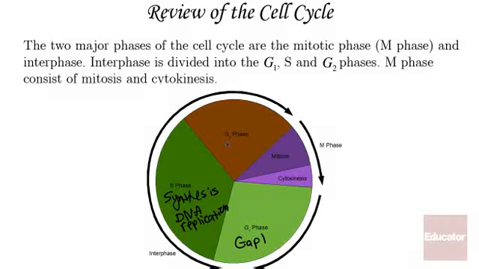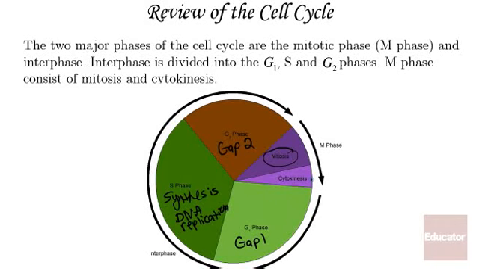G2 is gap 2. This is another growth phase. Gap 2 phase, continued growth of the cell. This is all in preparation for the division of the cell into two cells, two daughter cells. M phase consists of mitosis and cytokinesis, so we're focusing on mitosis today. And what mitosis is, is the separation of the chromosomes into two sets, one for each daughter cell.